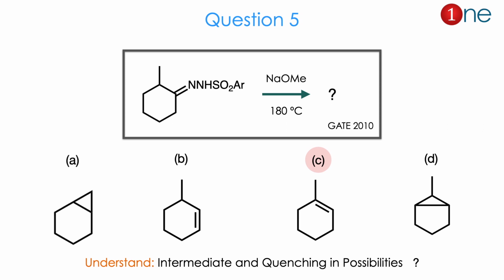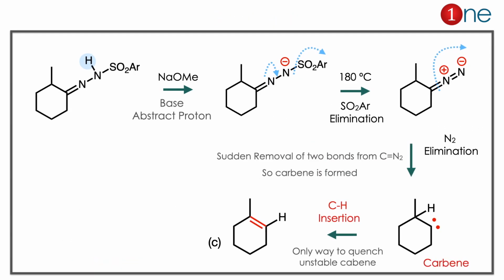Let us see how. In the starting material you have hydrogen, one active hydrogen, so it can be removed by the base. So the base abstracts the proton, you have the anion formation. So you have to quench the anion by all possible ways. So what really happens is nitrogen donates the electrons and SO2Ar is removed. SO2Ar can stabilize itself, so it is a good leaving group. Then you have N2 formation. N2 is a very good leaving group. If you heat that, you get N2 elimination, you have a carbene. Because sudden removal of N2 leads to the carbene there.